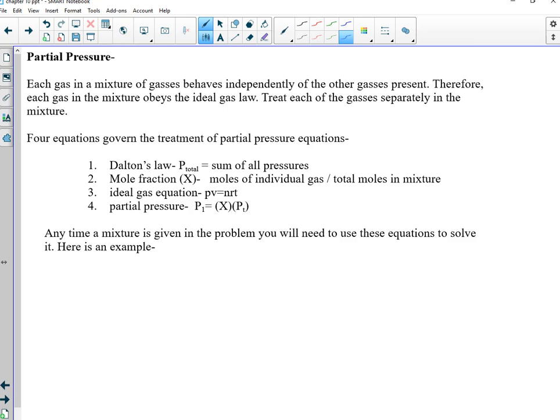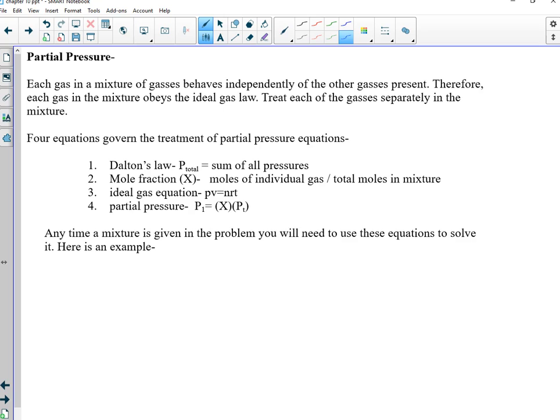Mole fraction, which is X, or that Latin-looking X that we have. That's the mole ratio or mole fraction. It's the moles of individual gas divided by the total moles in a mixture. And just a simple example of that, if we wanted to know the ratio of girls in here versus boys, you just take the number of girls divided by the total number of people. That's all you're doing. Don't let the word moles blow your mind.